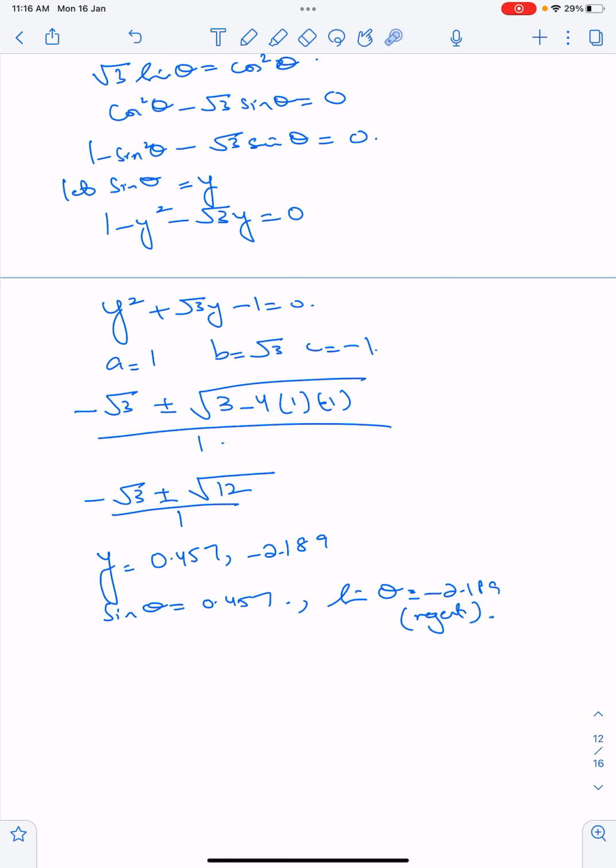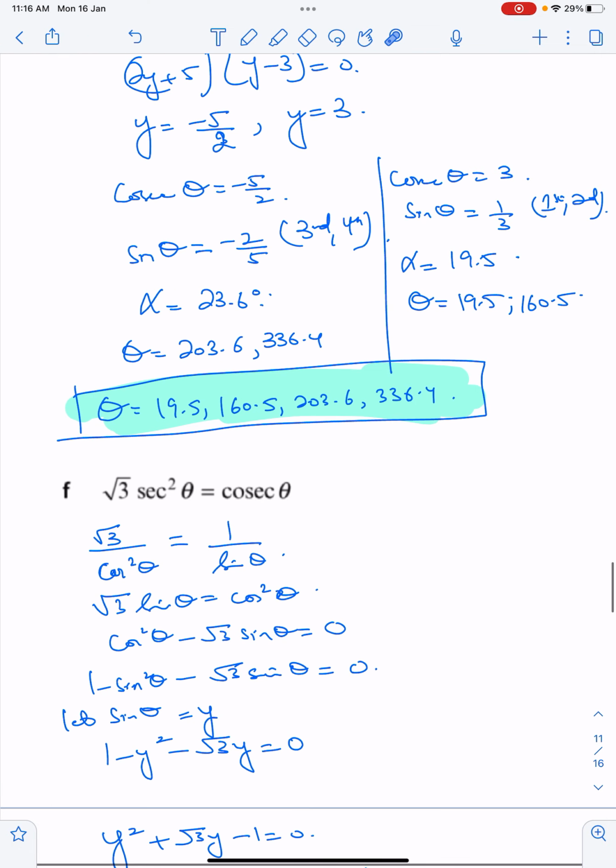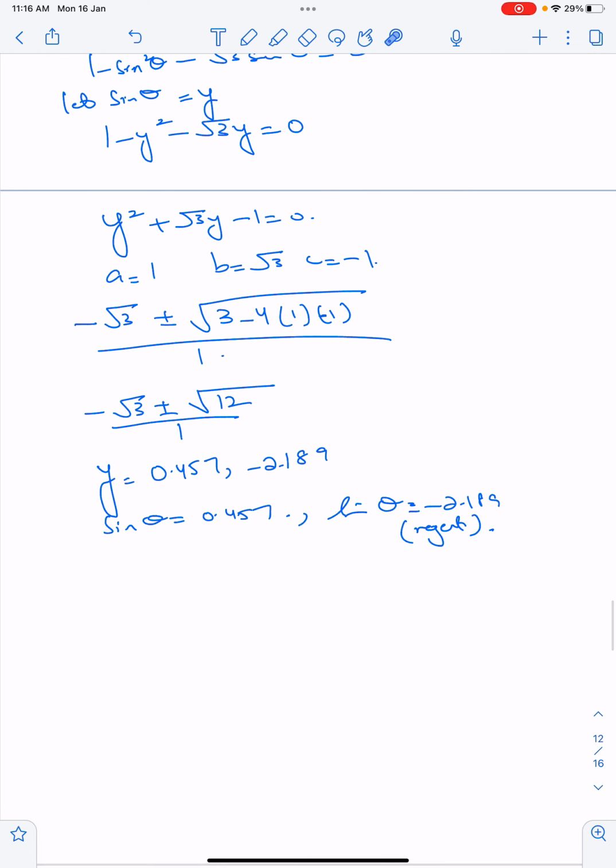Now let's find out the angle. This is positive, so first and the second quadrant, so I'm just using sine inverse now. Sine inverse of 0.457, 27 point, so the basic angle is 27.2. So, in the first quadrant it will be 27.2, in the second quadrant it will be 180 minus 27.2, which is 152.8. These are the two answers.